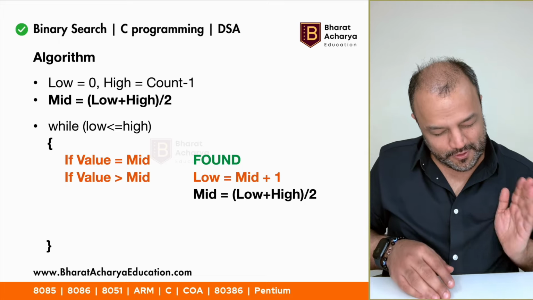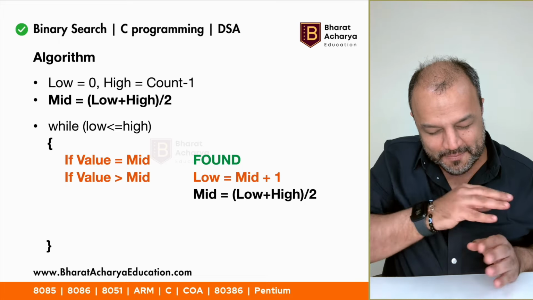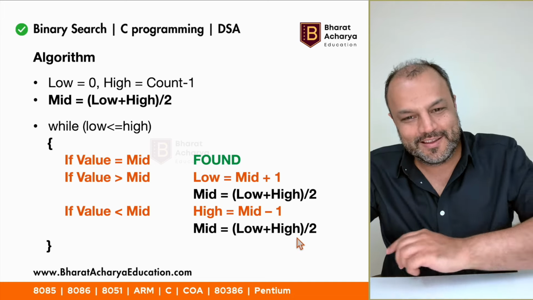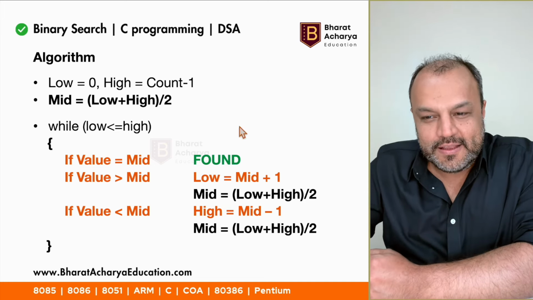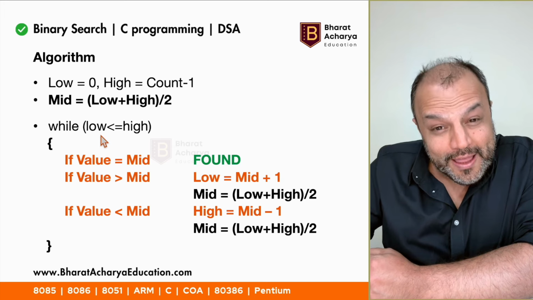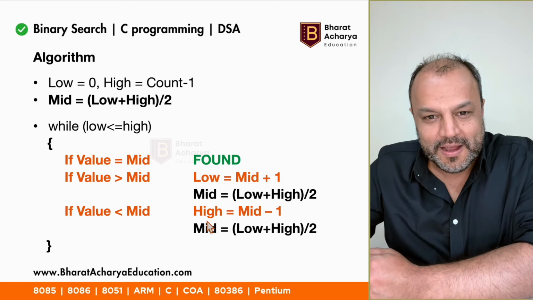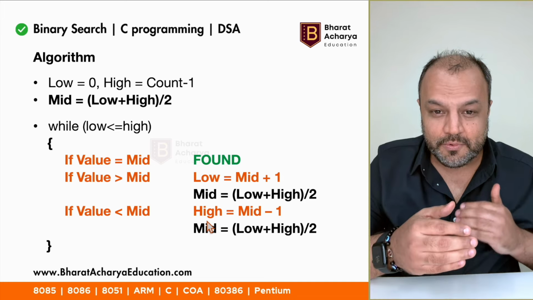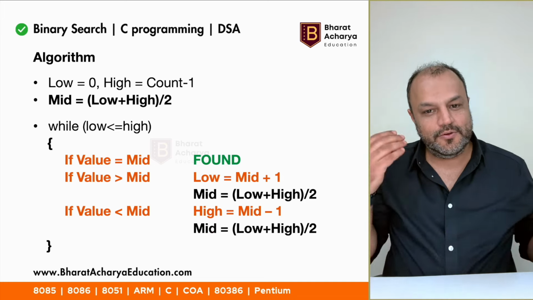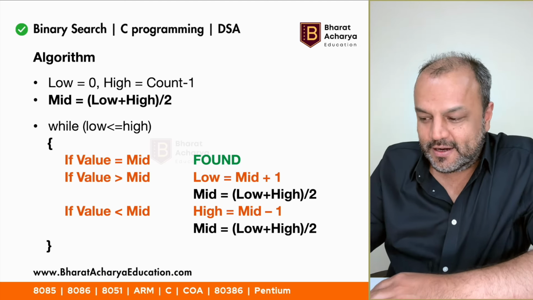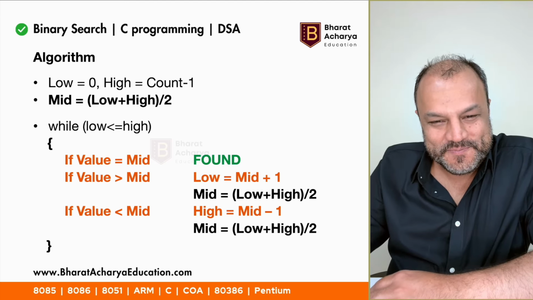When you go on the left, low remains the same, high will become mid minus 1. Calculate the new mid and repeat this. This should go on happening as long as low is less than or equal to high. If by changing low or by changing high, low has become greater than high, or high has become less than low, your algorithm should break, determining that the number is not present. Done. This is your algorithm.